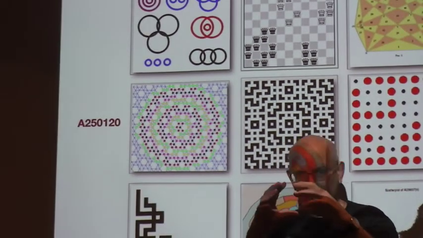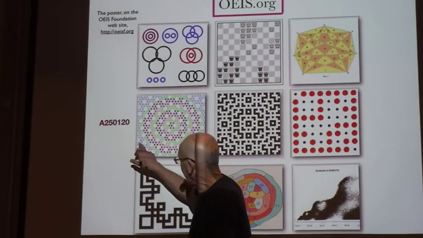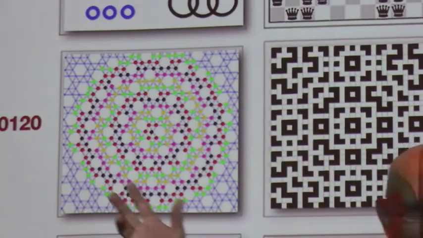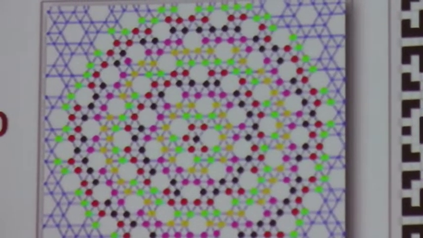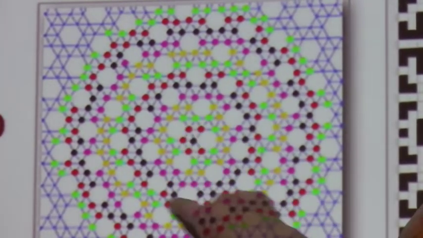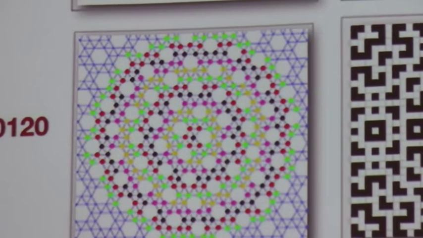It's a tessellation of the plane whose name is 3 3 3 3 6, or 3 to the 4th 6. It's one of the regular tilings of the plane. There are only 11 of them, so it's very special. And the different colors here show the coordination sequence. I've got a better picture here.